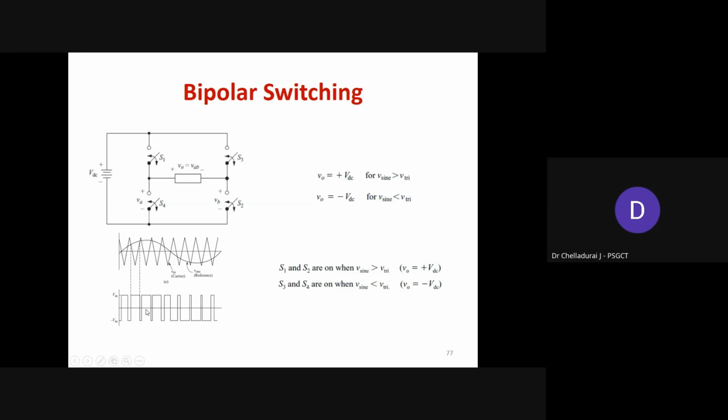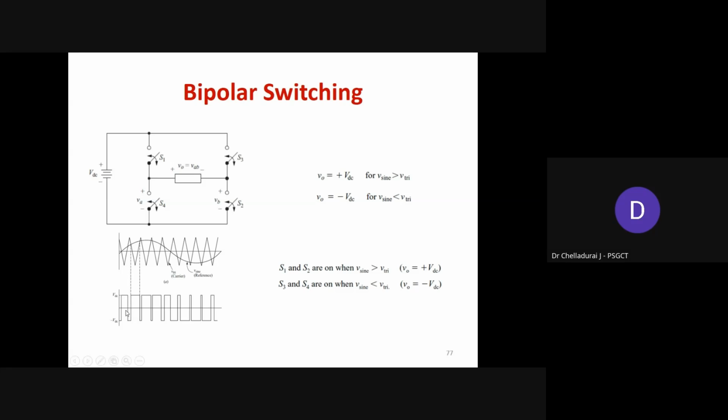Then the output pulse is directly connected to switches S1 and S2. And the inverted form of this output pulse is connected to S3 and S4. So during the positive half cycle and negative half cycle, the state change occurs by using the bipolar switching technique, and the output voltage is varied from minus VDC to plus VDC.